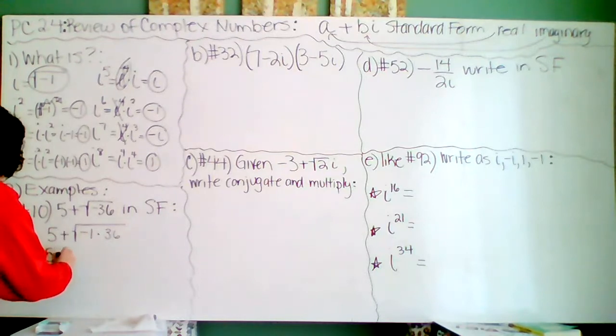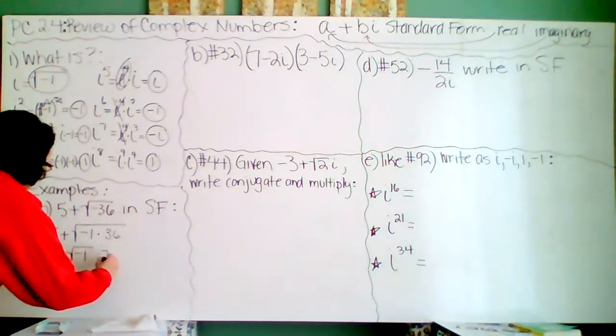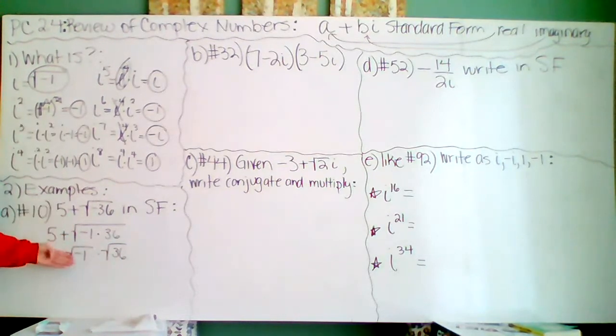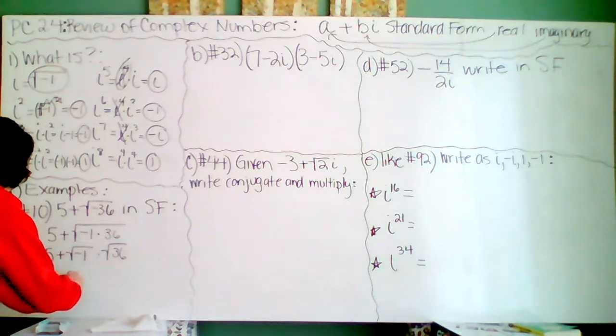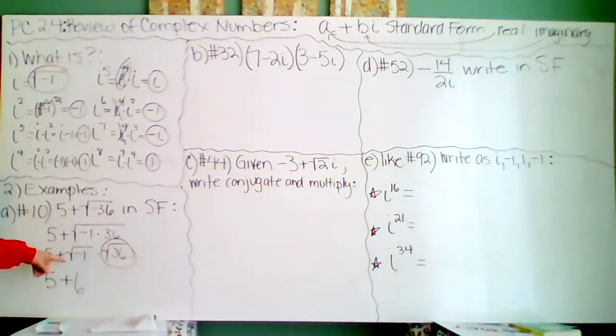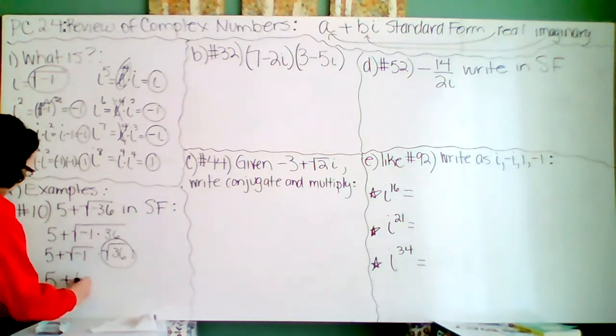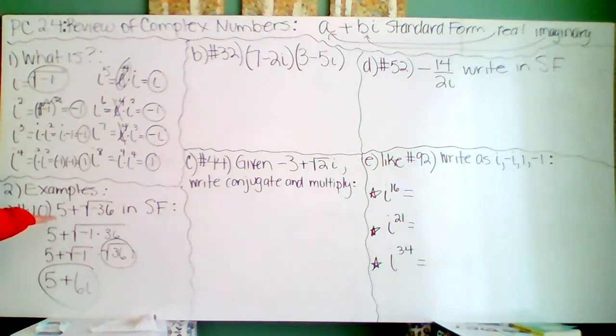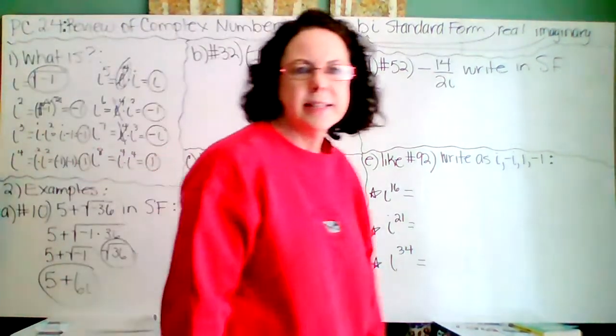Now I can break this up into the square root of negative 1 times the square root of 36, right? This expression here is the same as this. And we have 5 plus the square root of 36 is 6, and the square root of negative 1 is defined as i. And I have written this expression on number 10 in standard form.